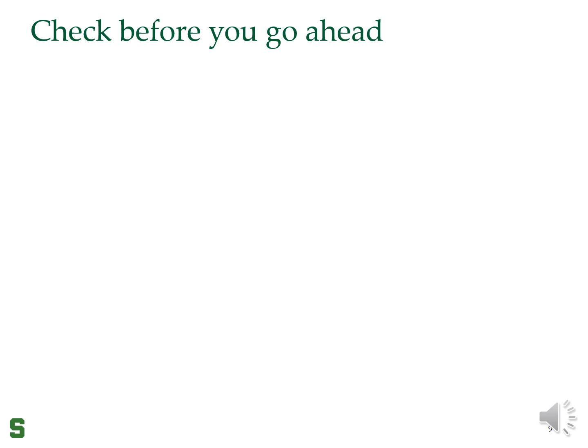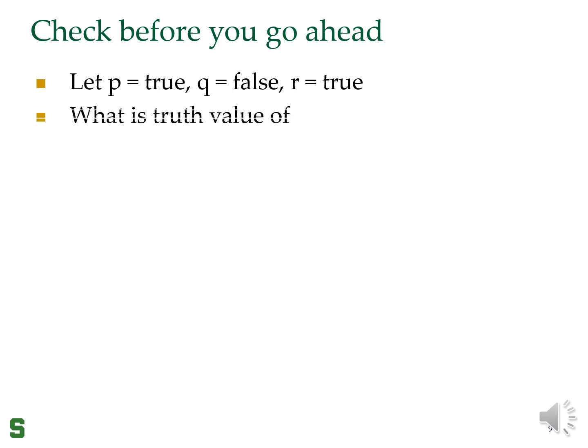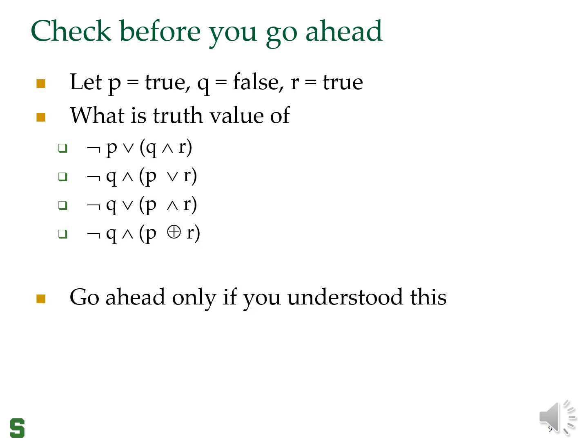Once again, we have reached the slide called check before you go ahead. So here, suppose P is true, Q is false, R is true. I want you to find the truth value of all these propositions. If you have understood what the truth value is, go ahead. The answer is at the bottom of the slide. So if you have understood it and your answer matches with mine, wonderful. If not, be sure to check with me or the TA to be certain as to what is going on.